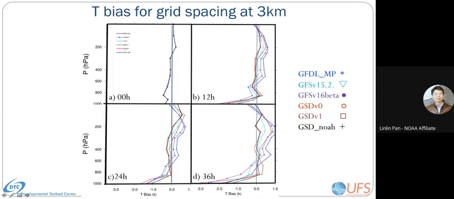12 hour forecast, 24 hour, and 36 hour forecast. It is very obvious that at the 36 hour forecast, the V16 beta has a strong negative bias.